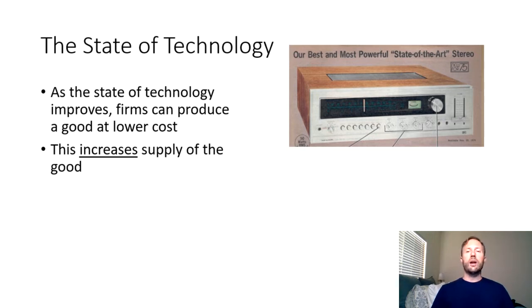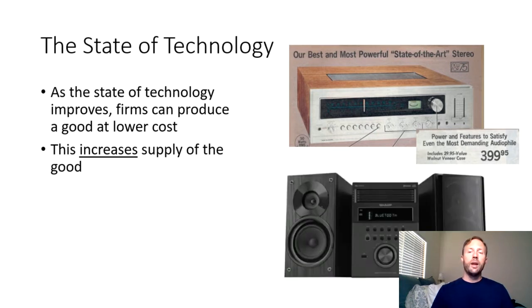Okay, an example of this is from the 1975 Radio Shack catalog. You can see on the screen there what they refer to as their best and most powerful state-of-the-art stereo. So this is 1975. That's 45 years ago. And as you can imagine, the quality of this stereo, despite the fact that it had the attractive wood paneling on the outside, is not as good as the quality of the stereos that we have today. And back then, you could purchase that stereo for the low price of $399.95.